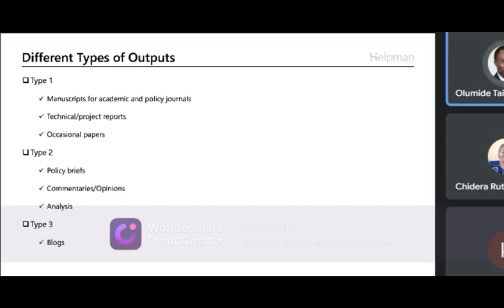People don't respond to type 1 like that. It's only blogs that people respond to easily like that. Although some people can respond to policy briefs, commentaries and analysis, blogs are the opportunity for people to just chat about those topics. And blogs, in terms of structure and requirements, are also less tedious than type 2, and type 2 is less tedious than type 1 in terms of output writing.